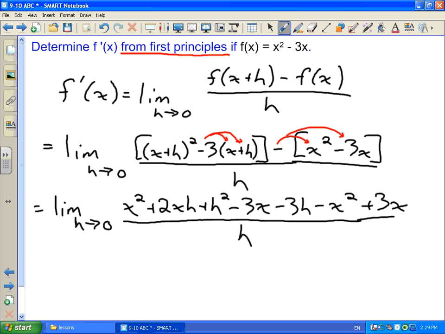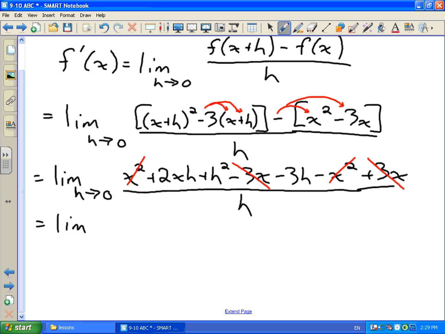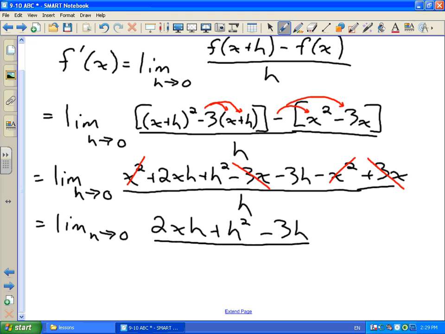And if you've done this expansion correctly, at this step here, a whole bunch of things should start canceling out. So I've got an x squared here. I've got a minus x squared here. I've got a minus 3x right here. I've got a plus 3x right there. And what I'm left with after doing that canceling is the limit as h goes to 0 of 2xh plus h squared minus 3h, all divided by h.